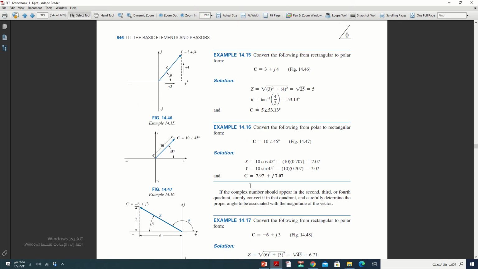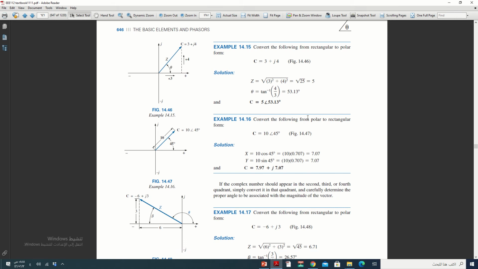Here are some examples of how to convert. It is direct, you can try to solve. Here convert the following from rectangular to polar. We need to write it in this form. Okay, apply it with your calculator and then they draw. And here convert from polar to rectangular.